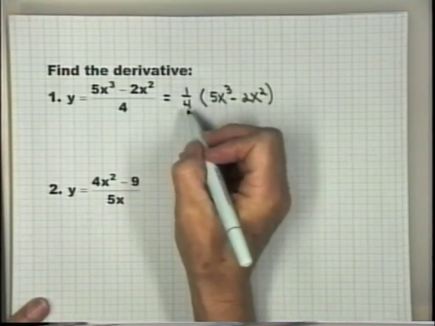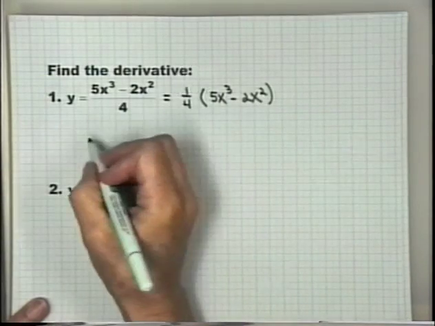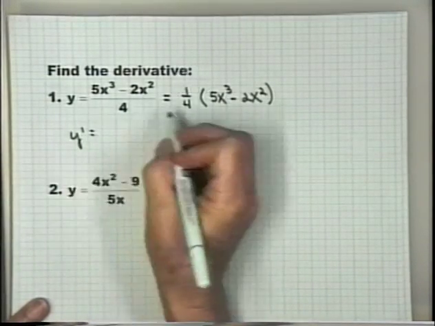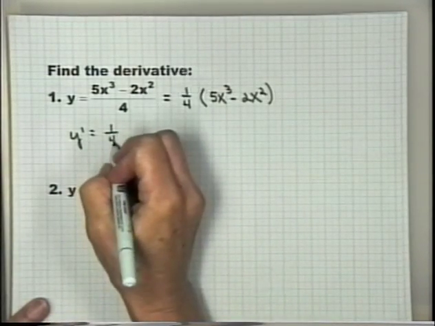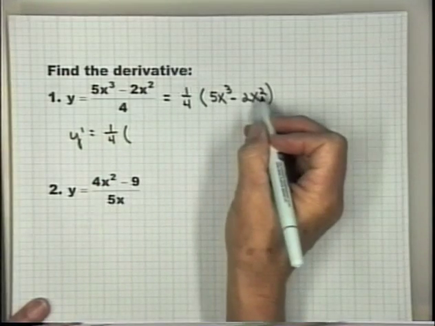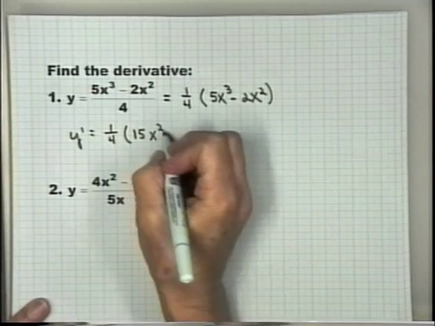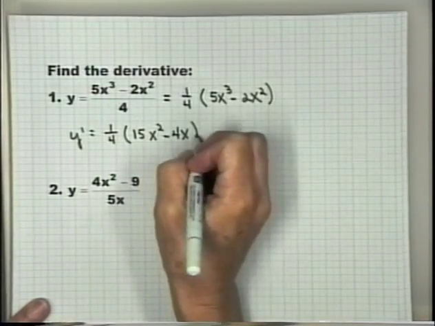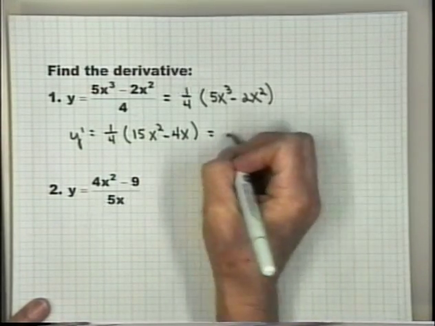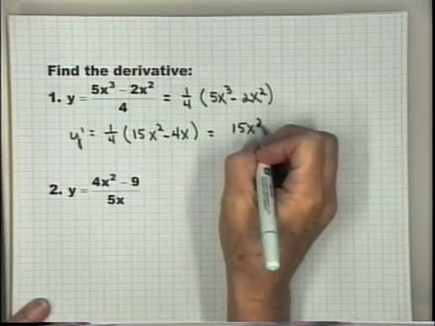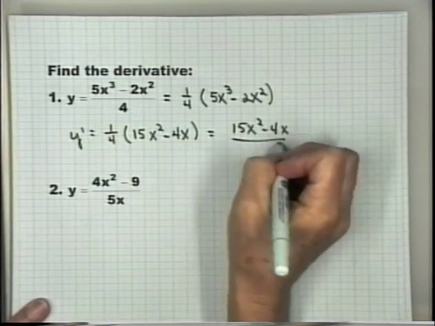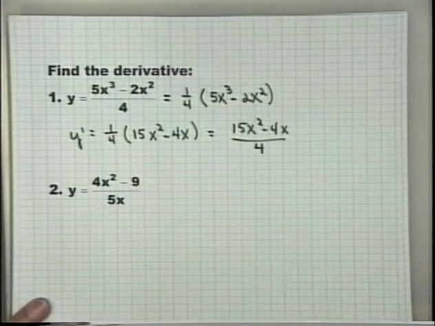But I now have a constant times a function, and so if I want to get the derivative, I just bring my constant 1/4 down, take the derivative of my function, 15x squared minus 4x. And then if you want to rewrite that as 15x squared minus 4x over 4, you can do that.